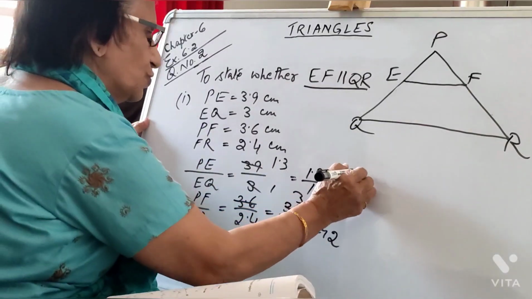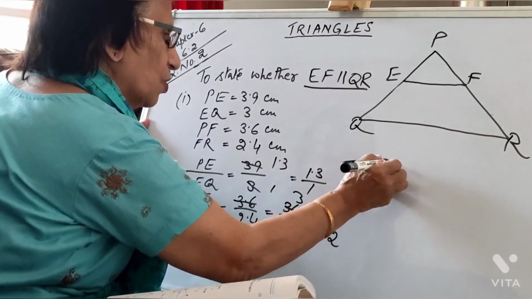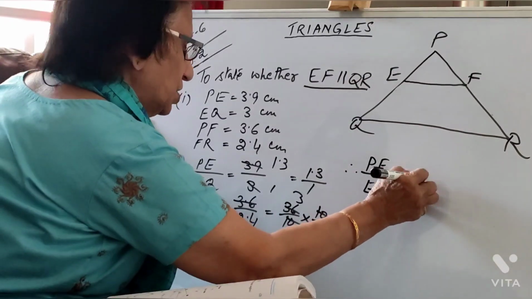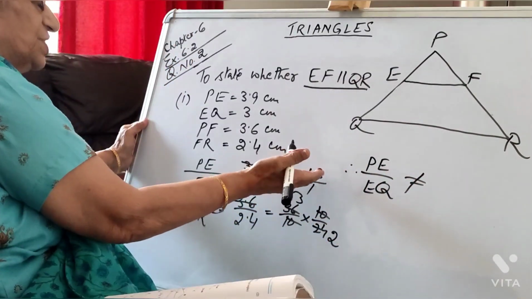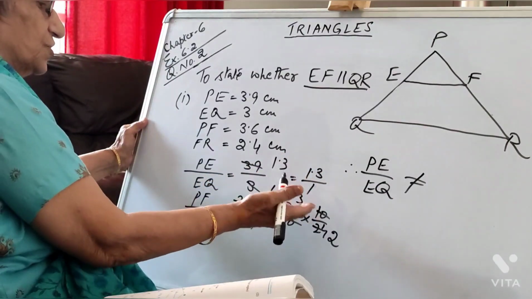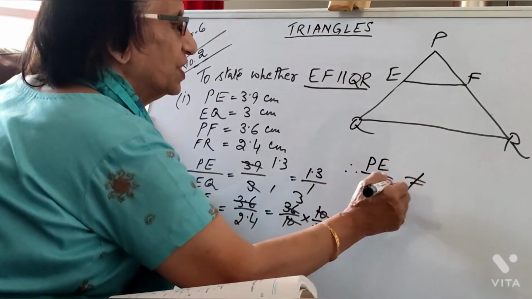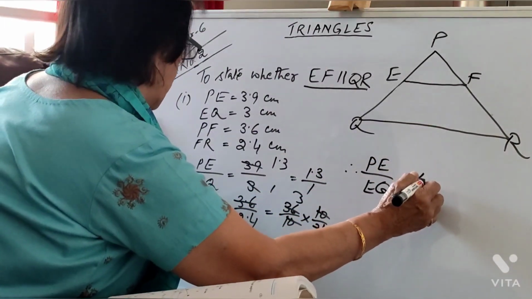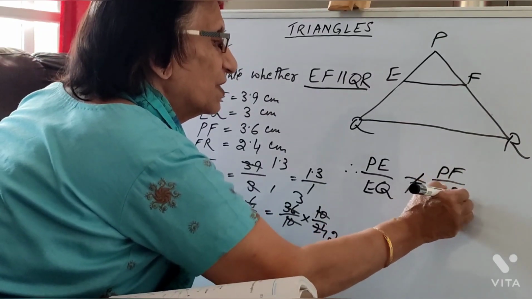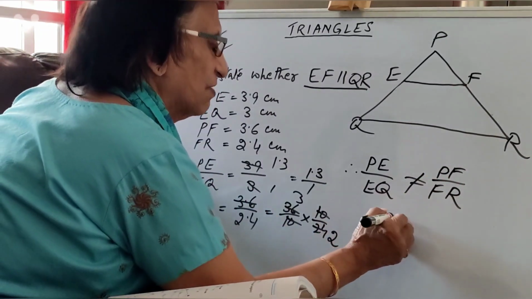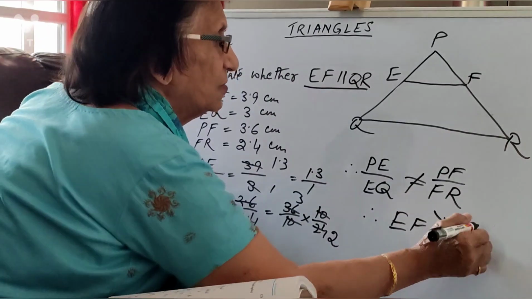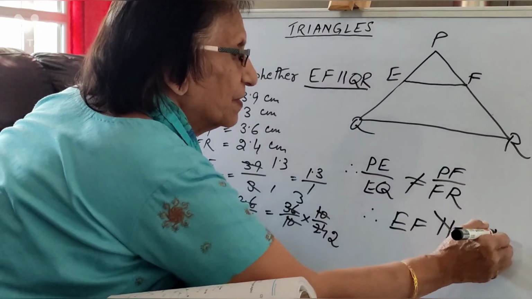Now what do we see? Therefore you can write PE over EQ is not equal to, that the ratio was 1.3 over 1. So it is 3 over 2. Ratio PE over EQ is not equal to PF over FR. Therefore, EF is not parallel to QR.